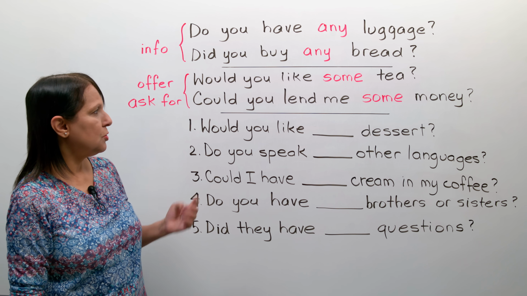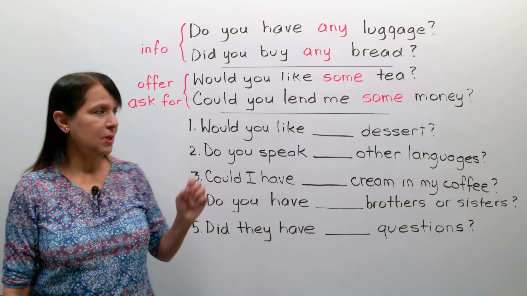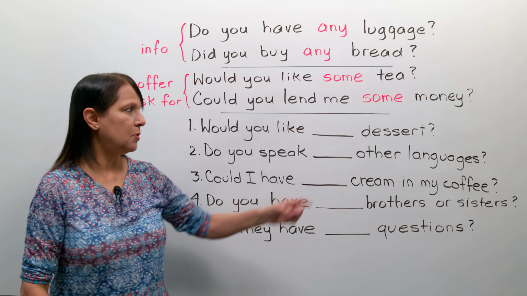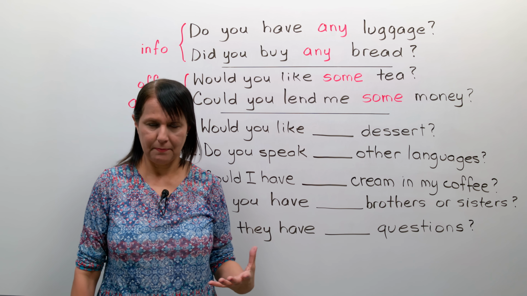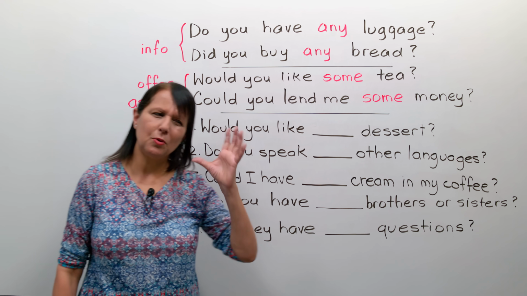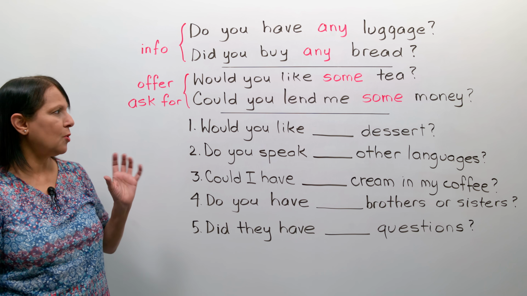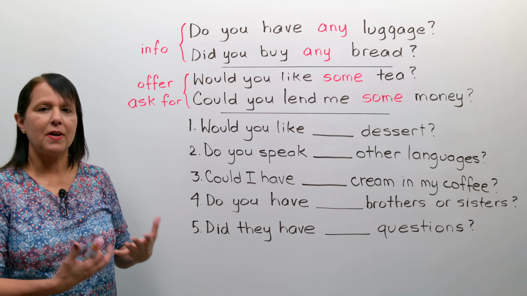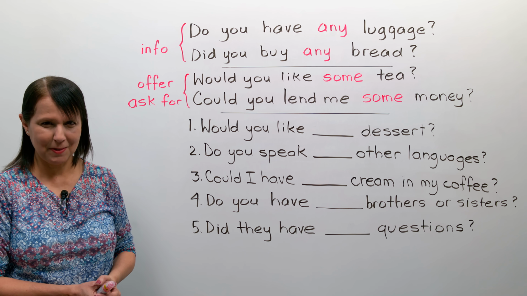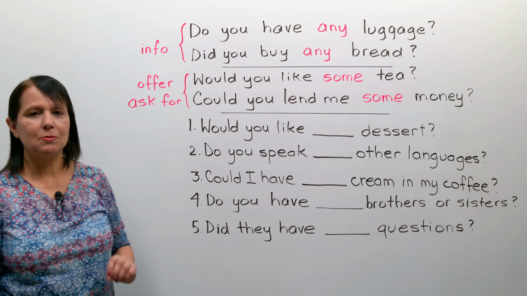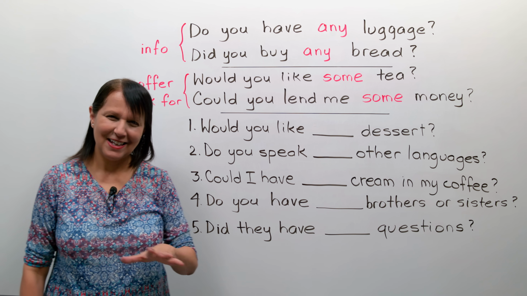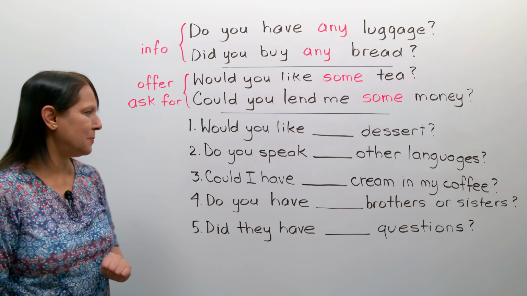Next, could you lend me some money? So here, if you're asking for something, also we generally use some. Again, think of it more in the area of trying to be a little bit more polite, and also you're offering something to someone or you're asking for something. Okay? So in those areas, we also use some. Now, let's try it and see if you can apply it. All right, I'll help you.